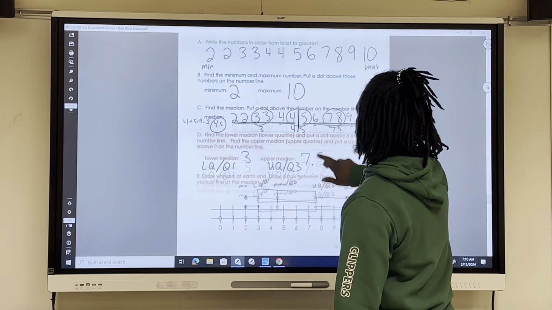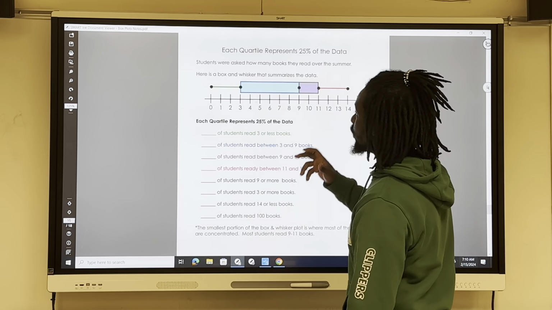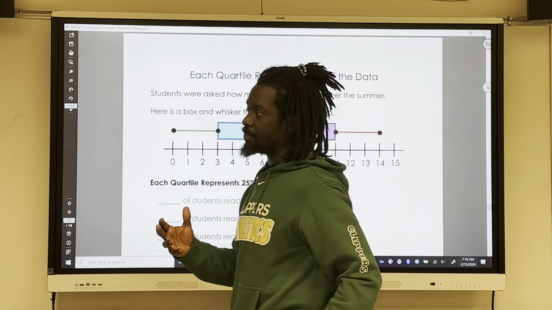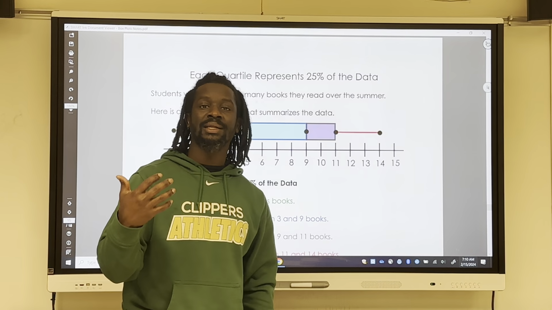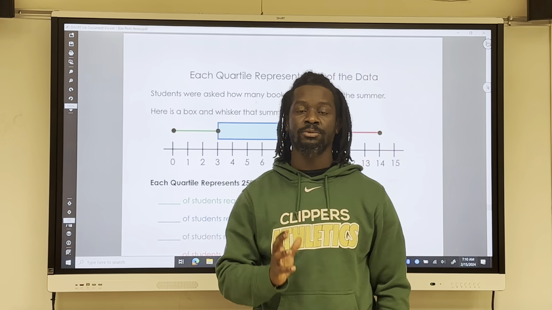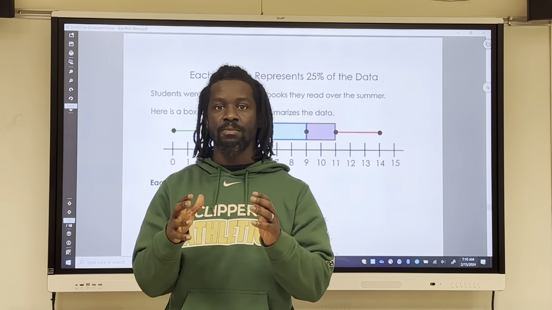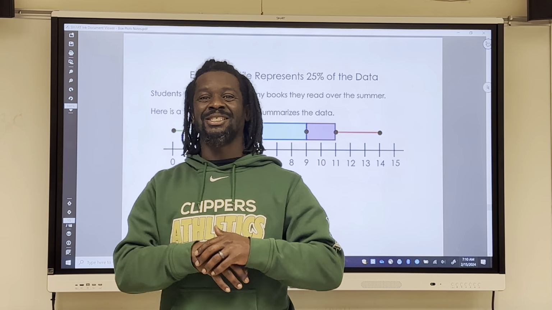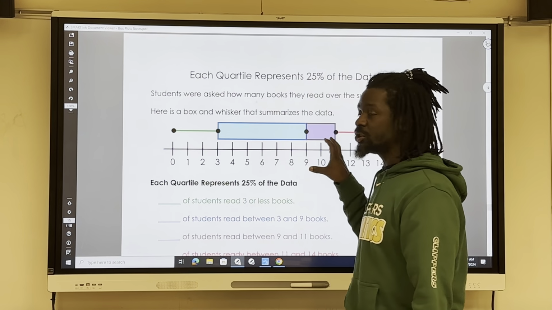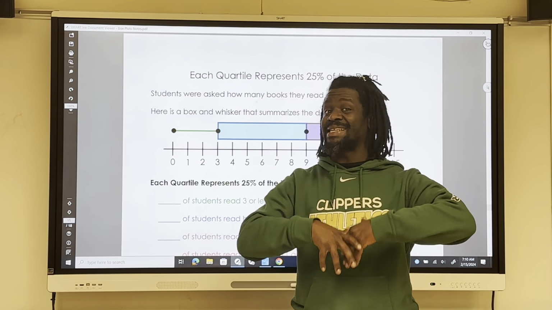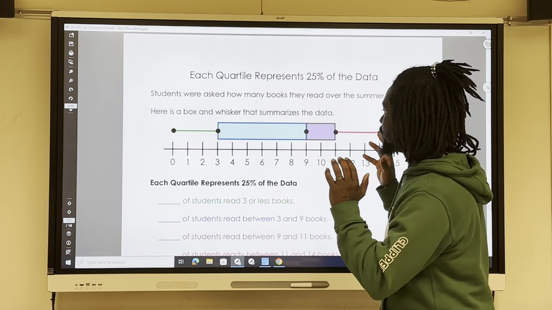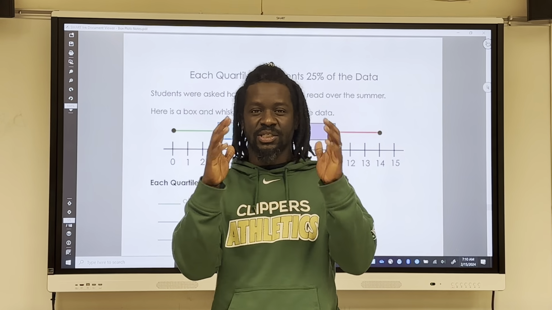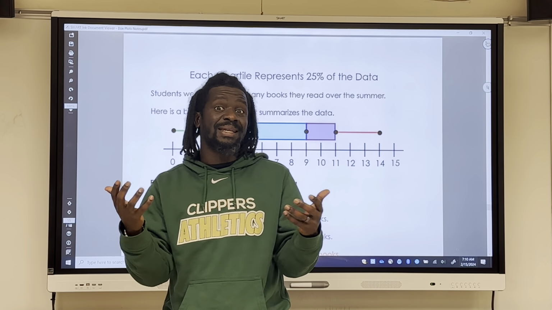So now we're going to finish where we left off. We have our box plot constructed. A lot of times you're going to be given a box plot and asked, what does this box plot represent? When you're just looking at a box plot, you don't know exactly what the numbers are. The box plot is just a snapshot, a way of seeing where your data is.